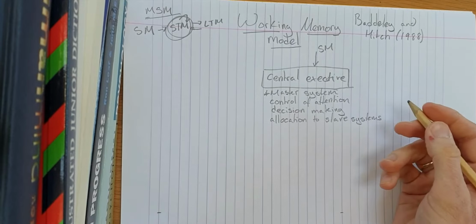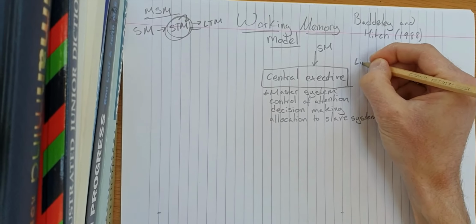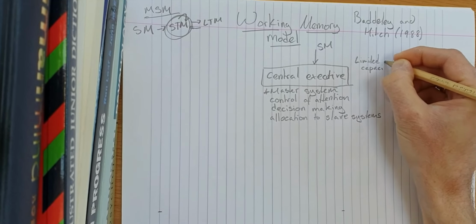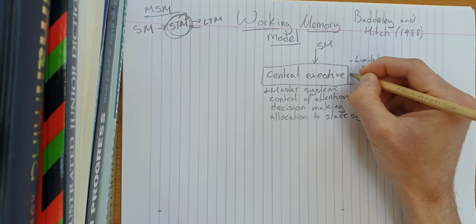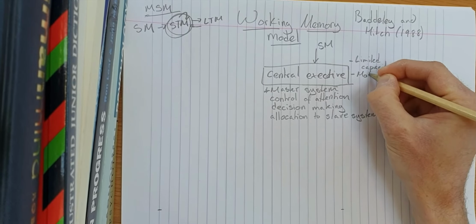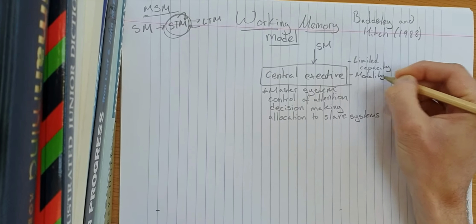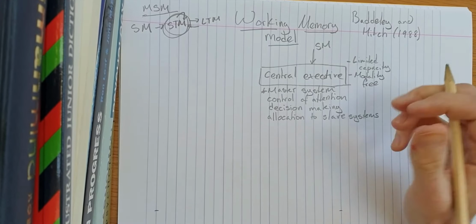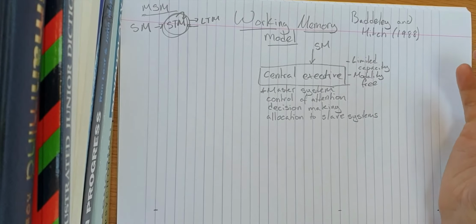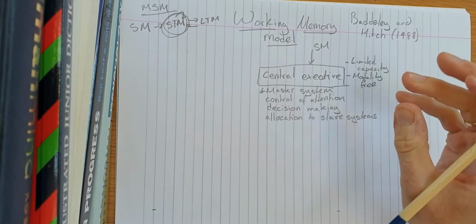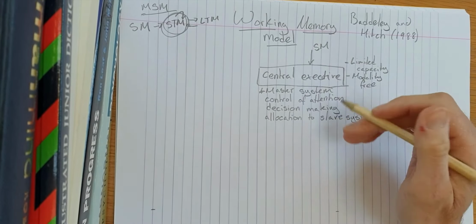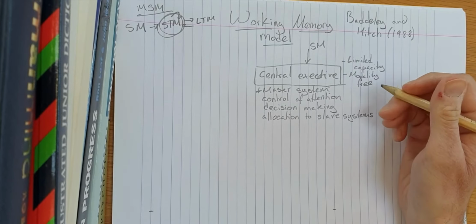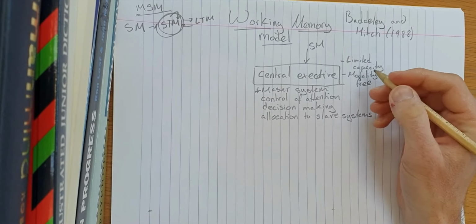Really importantly, the central executive has a very limited capacity. It can't hold very much itself, but that capacity is modality free. You remember that term means that it can use any type of encoding. It can hold any type of information, visual, auditory, any type, as it comes from the sensory memory, will stay in the central executive. Now, as a master system, the central executive can control various other systems in working memory.